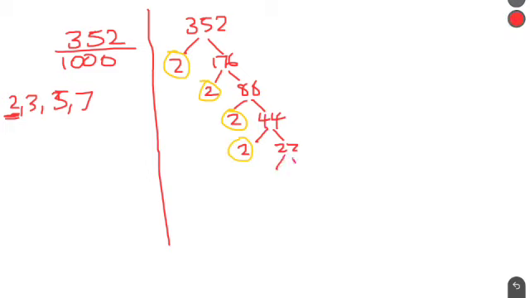And then 2 times 11 is equal to 22. And look, we see 2 is a prime number and 11 is a prime number. So we're finished with the prime factorization for 352. Now, let's do the same thing for the 1,000.